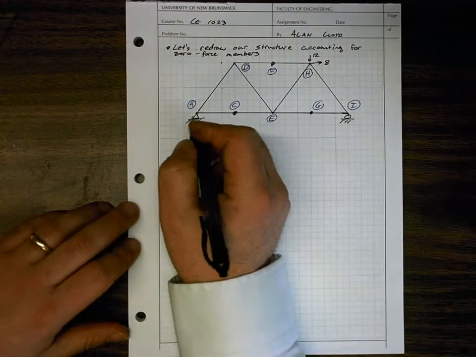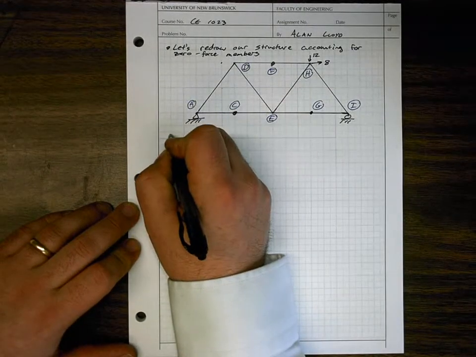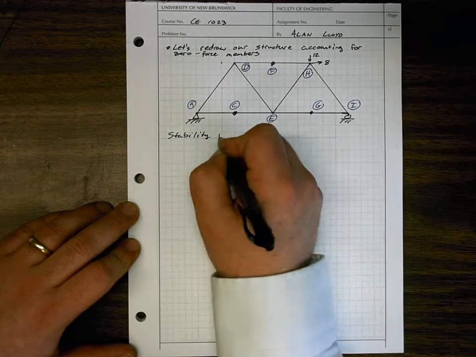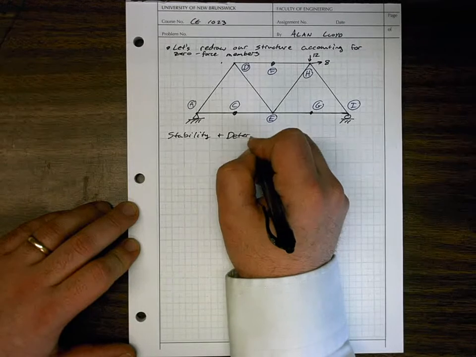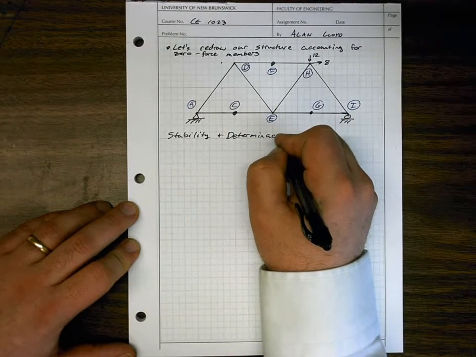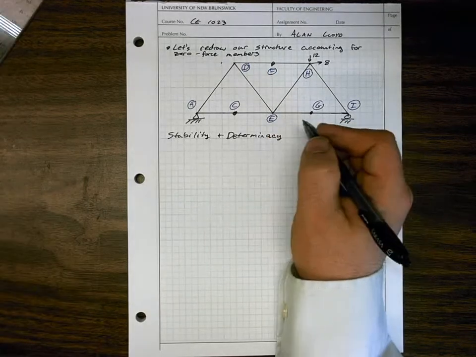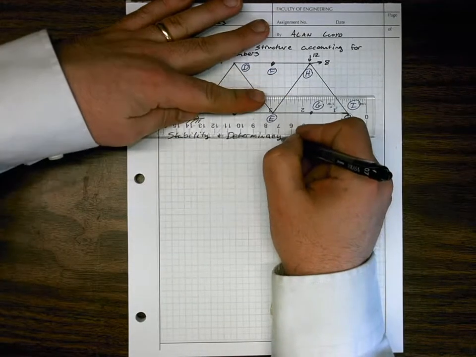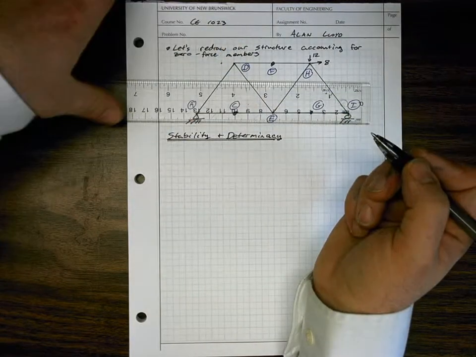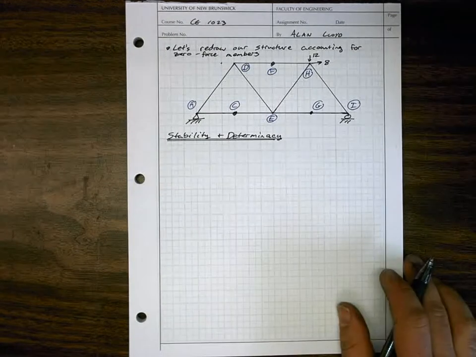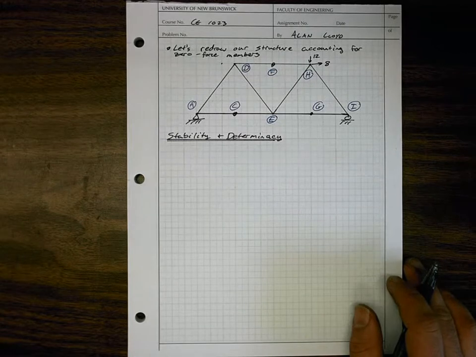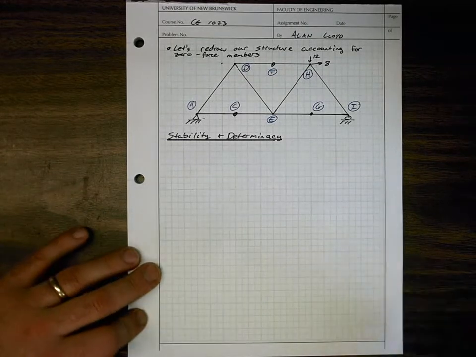Now let's go to the stability and determinacy aspect of this. And technically, I guess we should have done this before we did the 0 force members, because if it's not stable and if it's not determinate, then we can't solve it, so we should just stop at that point. It is solvable if it's indeterminate. It's just not solvable with the method of joints that we're using for this problem.